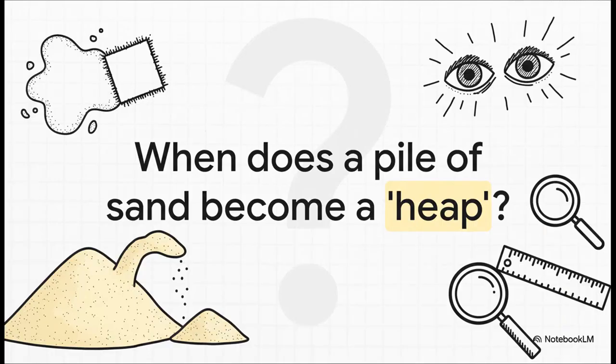All right, let's start with a classic puzzle. You've got a single grain of sand. Is it a heap? Obviously not. You add another. Still not a heap. You keep adding one grain at a time. So at what exact moment, at which specific grain, does that pile of sand become a heap? This little problem, it's a famous paradox, and it perfectly highlights this giant gap between clean, simple logic and the fuzzy way we actually experience the world.